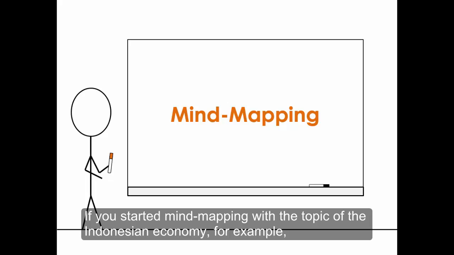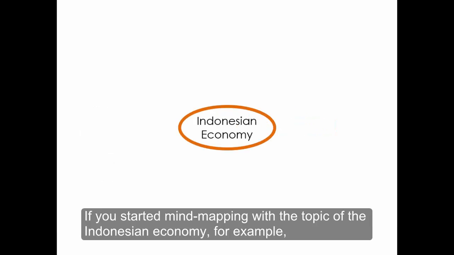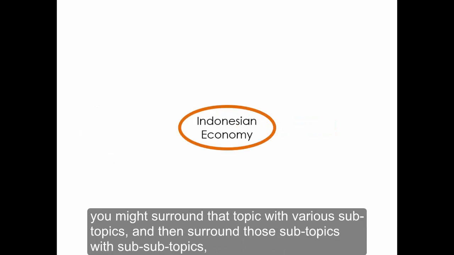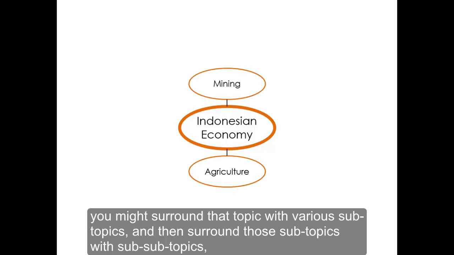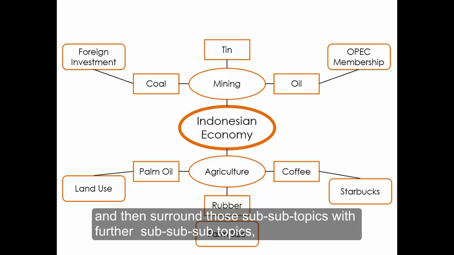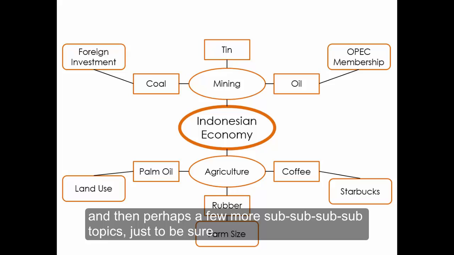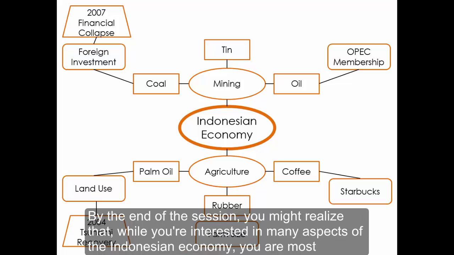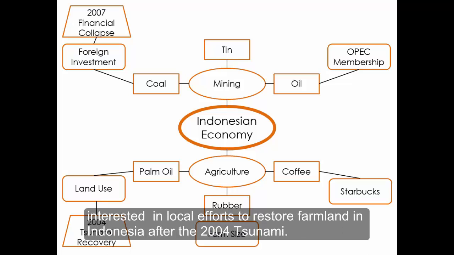If you started mind mapping with the topic of the Indonesian economy, for example, you might surround that topic with various subtopics, and then surround those subtopics with sub-subtopics, and then surround those with further sub-sub-subtopics, and then perhaps a few more, just to be sure. By the end of the session, you might realize that, while you're interested in many aspects of the Indonesian economy, you are most interested in local efforts to restore farmland in Indonesia after the 2004 tsunami.